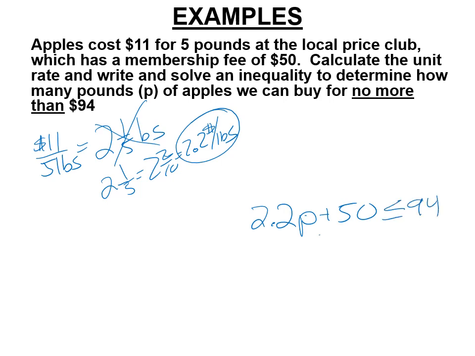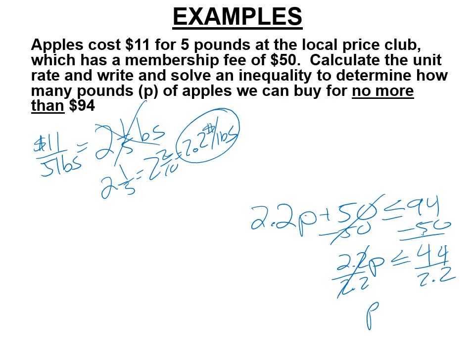Okay, so we're subtracting 50 from both sides. 2.2p, $2.20 per pound, is less than or equal to 44. Divide both sides by 2.2. That's why I wanted to do it the other way, because you get to avoid that. But that is for another day. Yes, you will learn how to do it with 11/5.